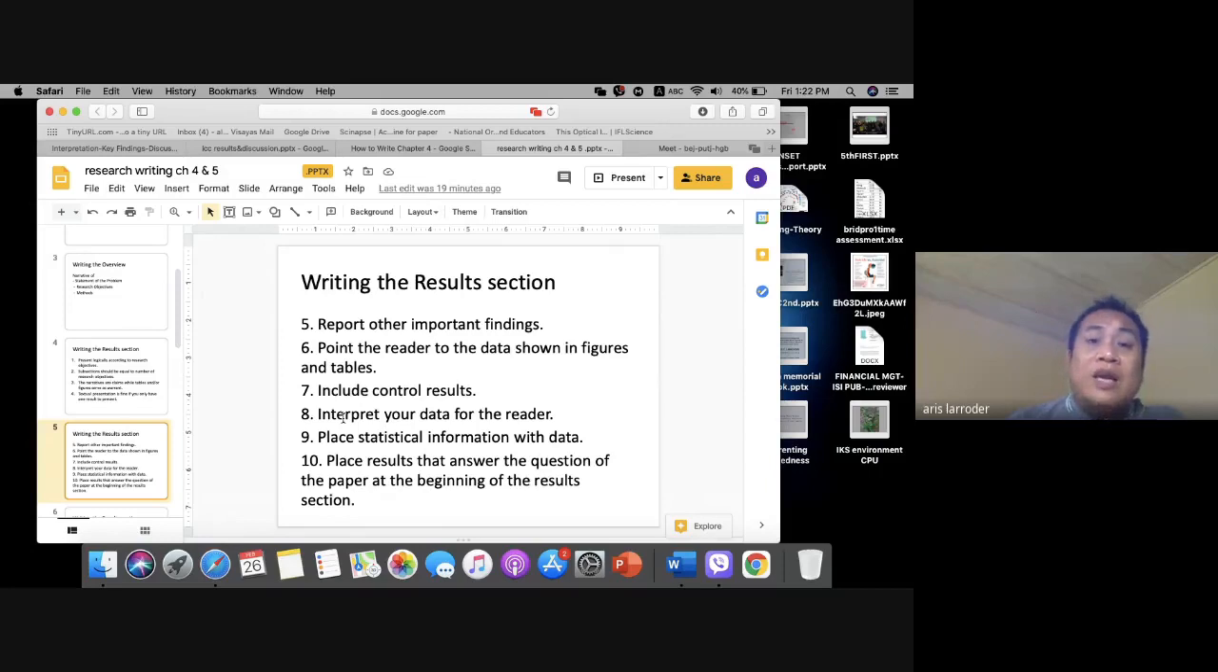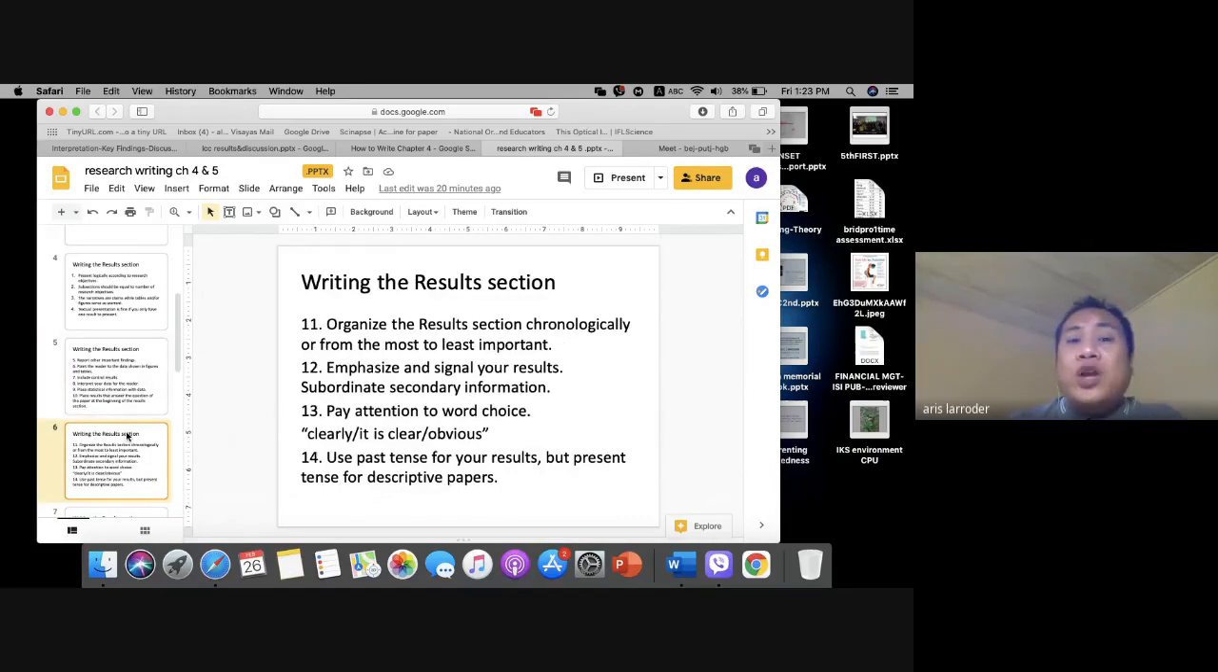Of course, it would be best if there is statistical information with the data, and you place results that answer the question of the paper at the beginning of the results section. So you always have to tell them what the result is first before you go to other details. Then you organize the results section chronologically or from the most to least important.